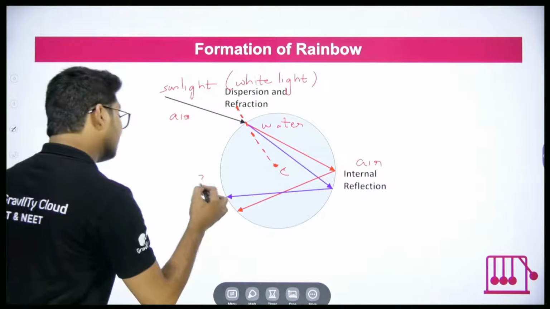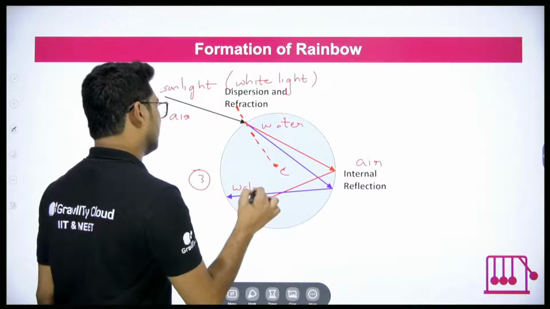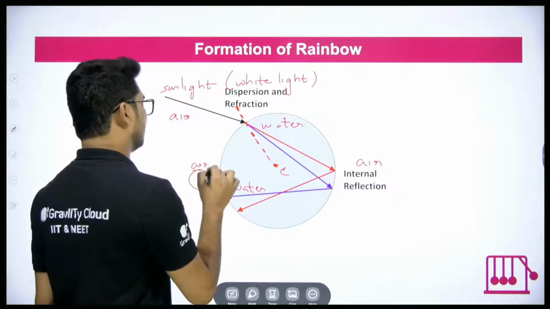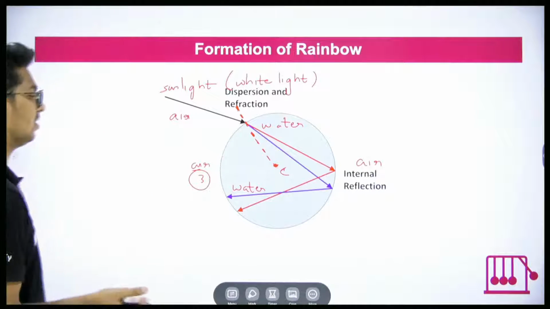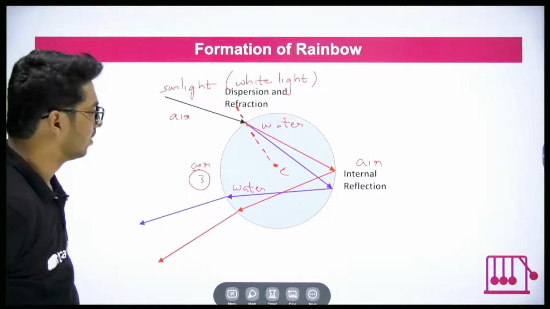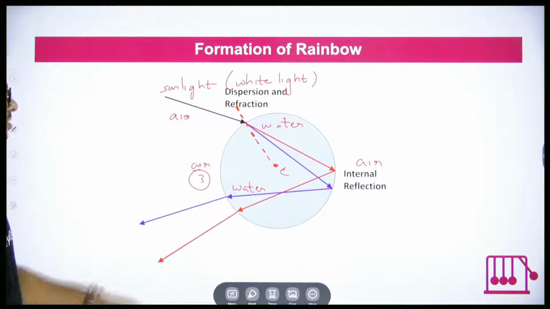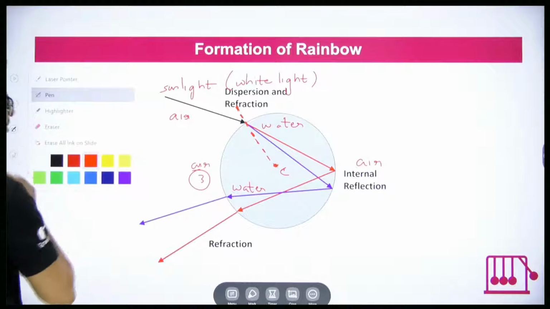And then again the third surface. Now it is going again from water to air. Now we are mostly concerned with the light that will be coming out, right? And this light will be coming out. Got it? Okay. So these are the processes that happen.